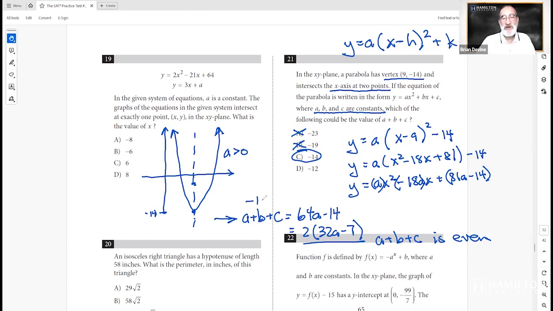Because if this equaled negative 14, then a, 64a, is 0. And so it can't be c. And there's only one answer left. It's got to be D.